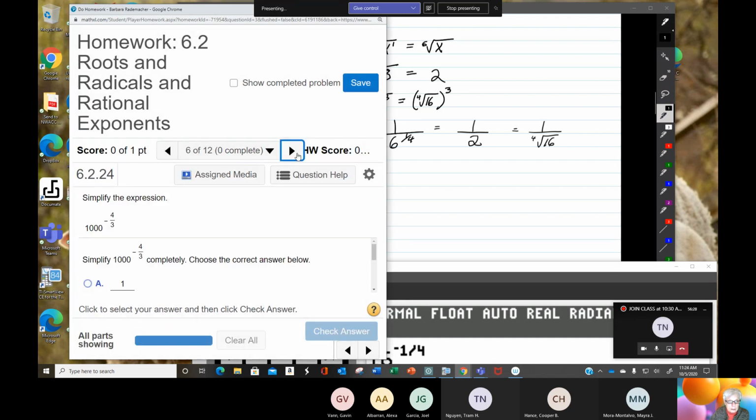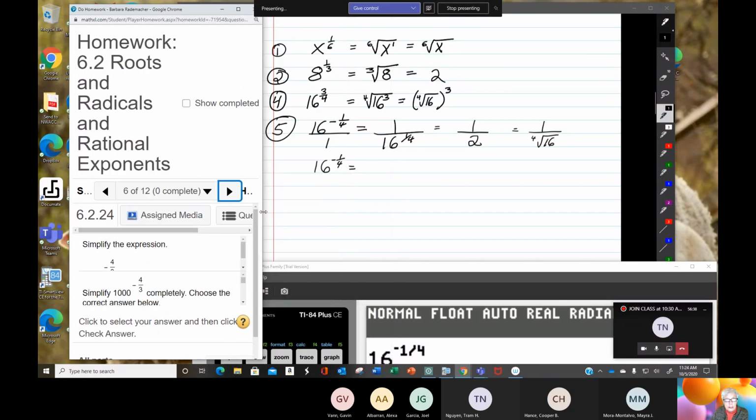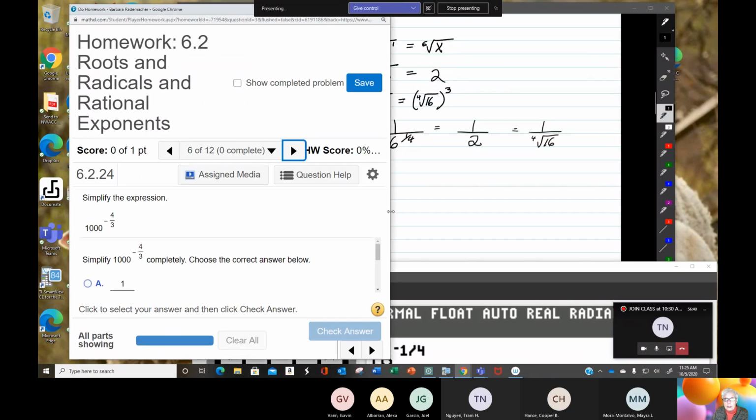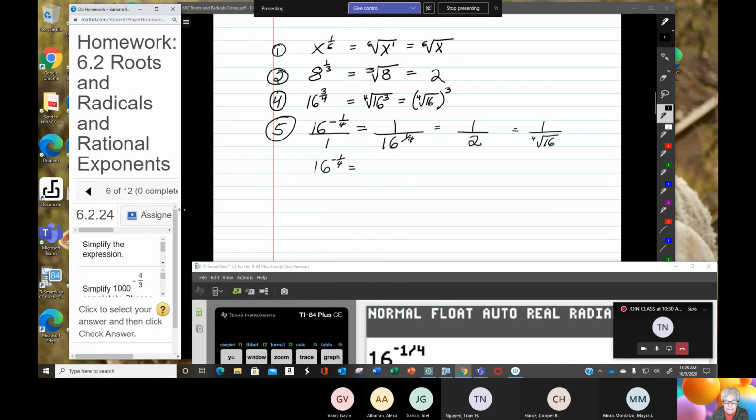The cube root of 1,000 to the negative fourth. Well, of course you can do this just straight off with your calculator, but since you might end up with an X someday, let's do it the right way.